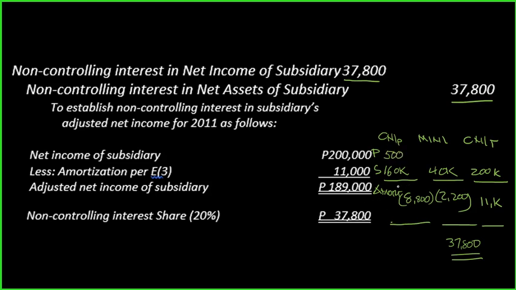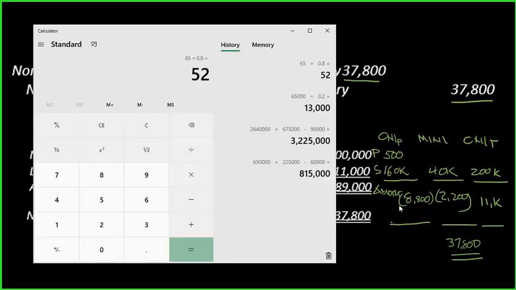Okay, so this one will be 660 minus 8,800. Makapag-calculator na para matapos na. 660 minus 8. Wait lang. Pahiya na naman ako. Minus, asa na? 8.8 equals 651.